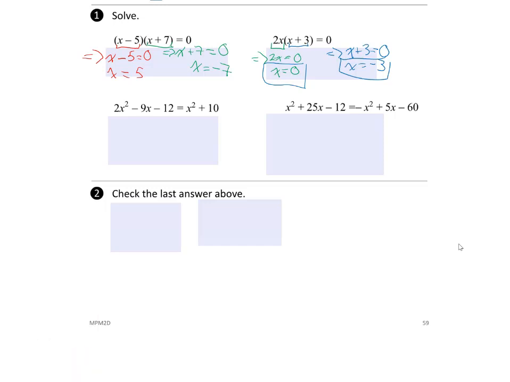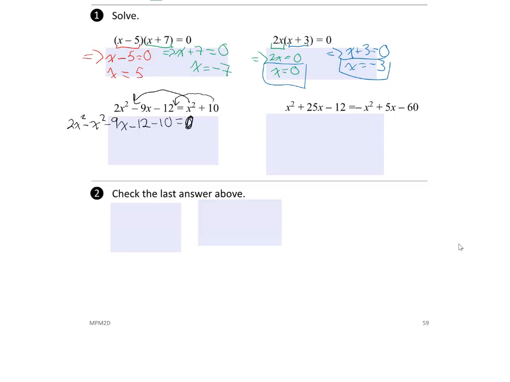Moving on to the next set of equations, I'm going to change this back to black. And what you actually have to do is you have to collect like terms. This should be review from before. Basically, you're going to move your x squared over, you're going to move your positive 10 over, that'll become negative. And then you'll end up with 2x squared minus x squared because it came over. Then minus 9x, minus 12, then minus 10. And then that equals 0. Then you just have to collect like terms and then factor.